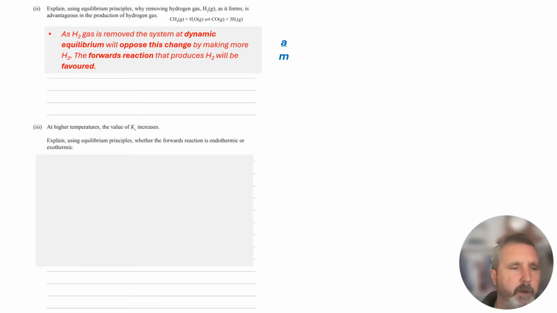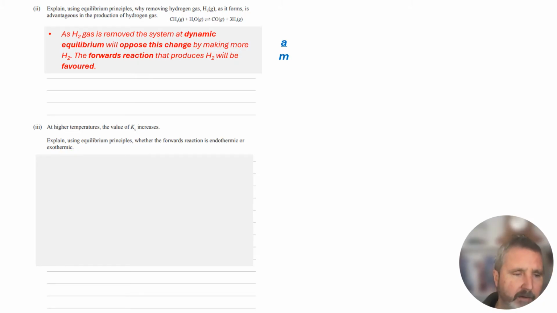I guess the key phrase is to always try and chuck in that every time an equilibrium system reacts, it's reacting to oppose a change. It's Le Chatelier's principle, right? And if we have that point and the point that the forward reaction is favored, producing more hydrogen, that gives us the merit. So here's a really hard question.